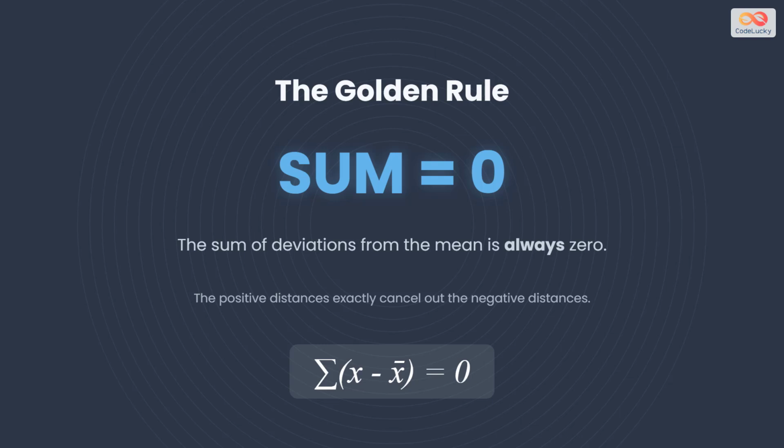Here is a magical property of the mean. If you add up all these deviation values, the sum will always be 0. The negatives and the positives cancel each other out perfectly. This is how you know you calculated the mean correctly.